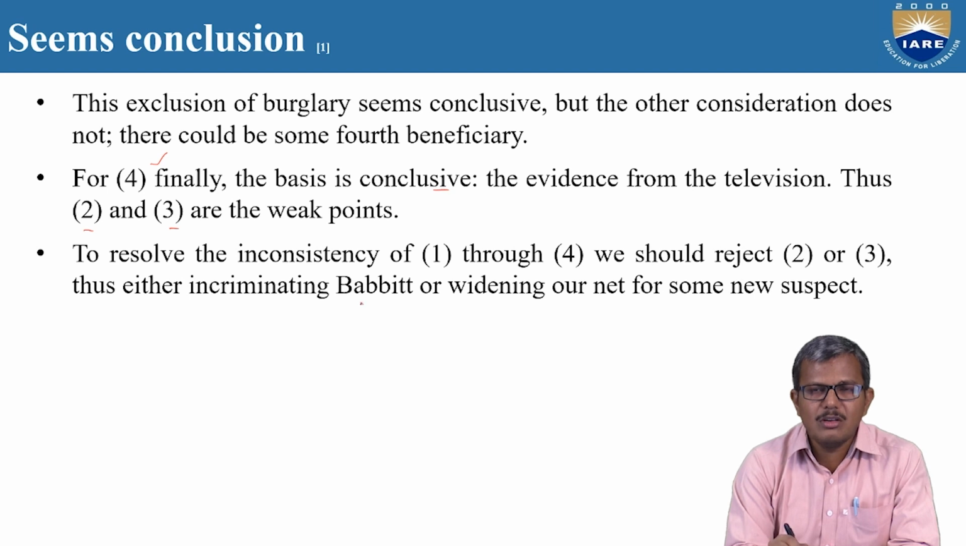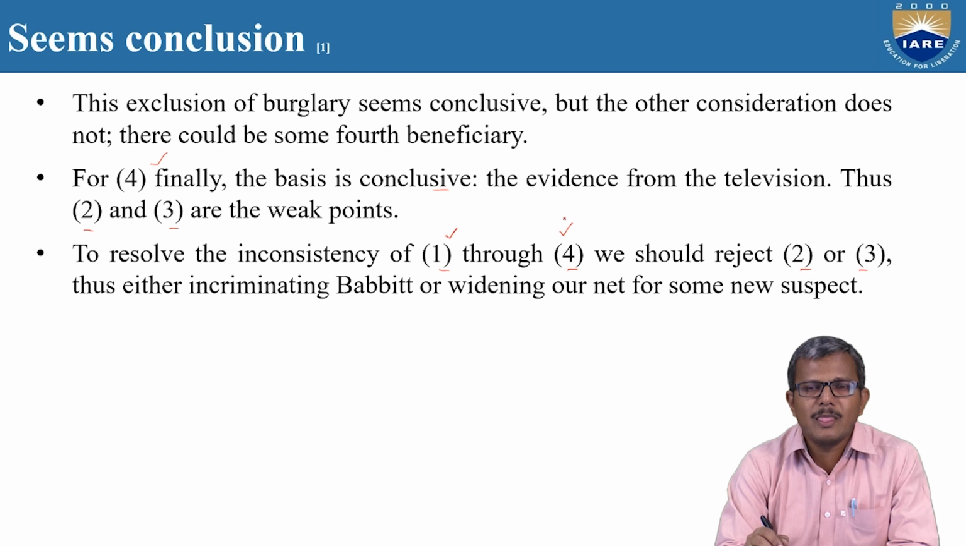Okay, so to resolve the inconsistencies of the first and fourth evidence, we should reject these two. That means, in order to strengthen the first and fourth, what is the first evidence? That is, the name of Abbott has been registered in the hotel, which is a reputed hotel. So with that point, we are convincing that Abbott has given the correct information.